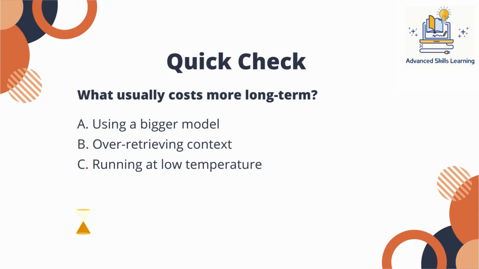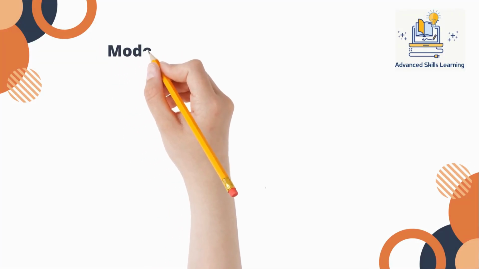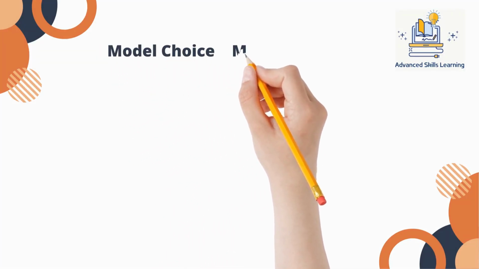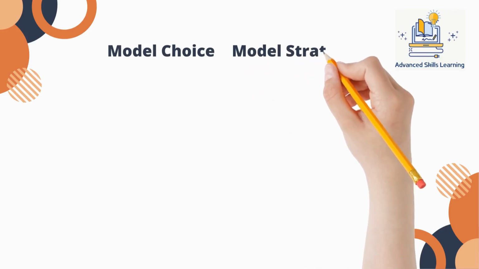Quick check, 2 seconds. What usually costs more long-term? A. Using a bigger model. B. Over-retrieving context. C. Running at low temperature. Keep your guess. The answer is B. Over-retrieving context. Token bloat compounds across every request, every retry, and every user session.